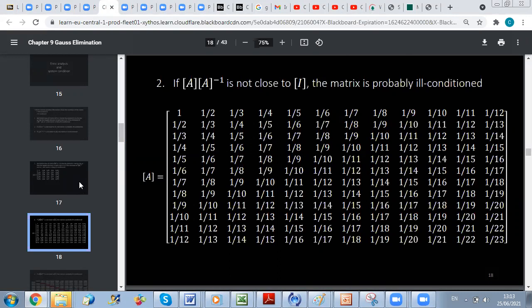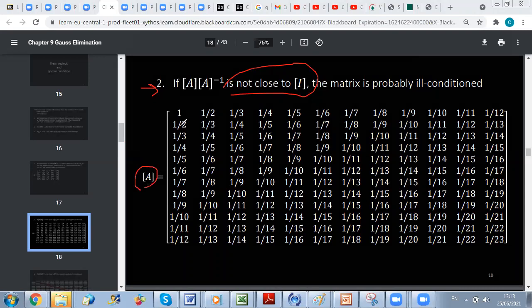Okay. So now, if I take the following another example, I will use the second strategy. I will do A times A minus 1 and see if it's close to I or not. So for example here, let us consider the following matrix. As you can see, it's a symmetric matrix. So you have 1, 1 over 2, 1 over 3, until 1 over 12. So now we want to test the ill condition of this matrix.